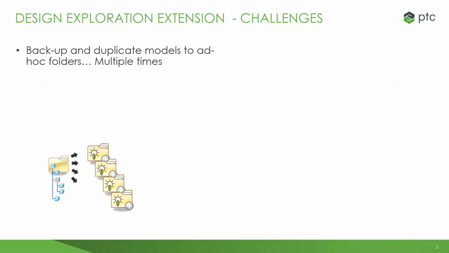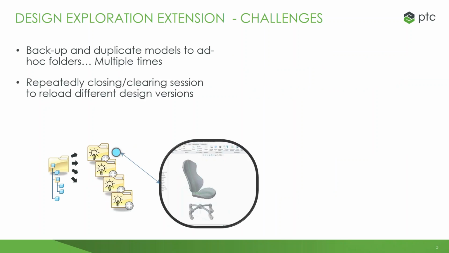So how would you guys normally go about deciding on which design to move forward with? Would you normally take a model, do a bunch of backups, and then create different files for each idea? Maybe, but that's going to be a mess. Like I said, an organizational nightmare. You may repeatedly find yourself closing sessions, reloading different design ideas, which is ultimately just going to create a lot of files and versions of the same product. But this is a very important part of the design process because you need all these different ideas and designs so you can find your optimal final design.